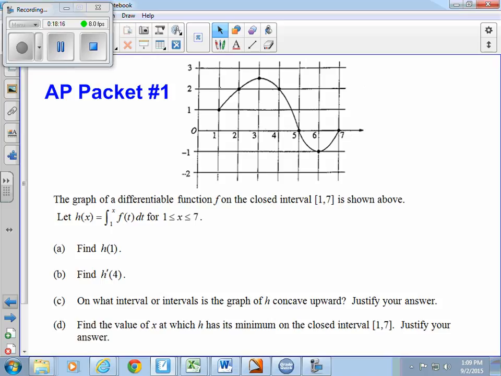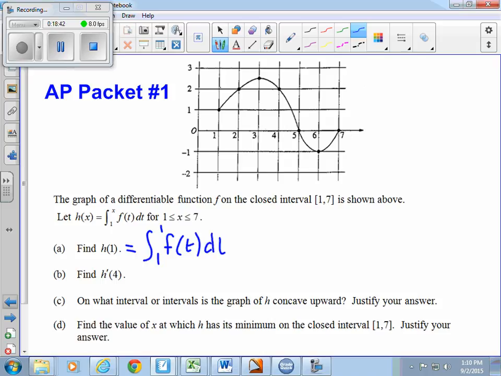The graph of a differentiable function f on the closed interval 1 to 7 is shown above. Let h of x equal the integral from 1 to x of f of t dt for 1 to 7. Find h of 1. Why is it 0? It's an integral from 1 to 1, right? This is the integral from 1 to 1 of f of t dt. I have no idea what f is, but I know if I'm going from 1 to 1, that integral is 0.